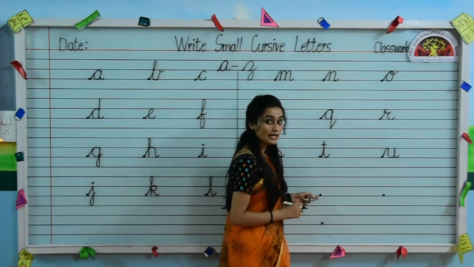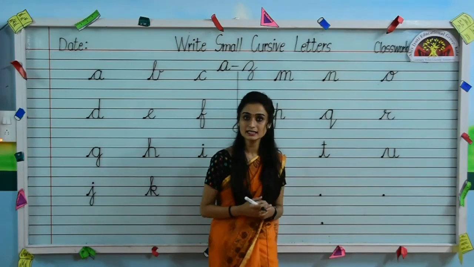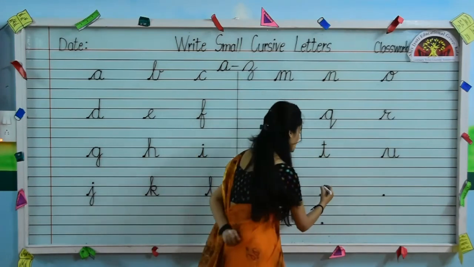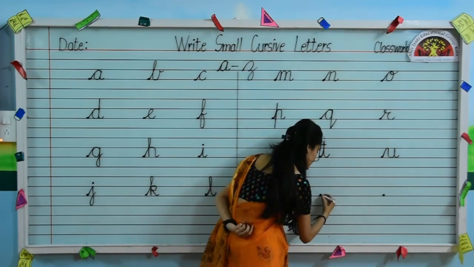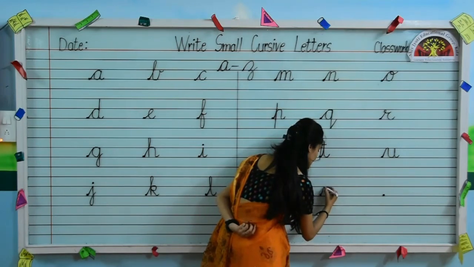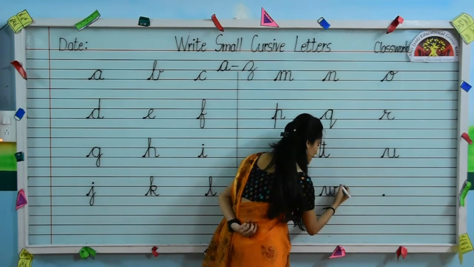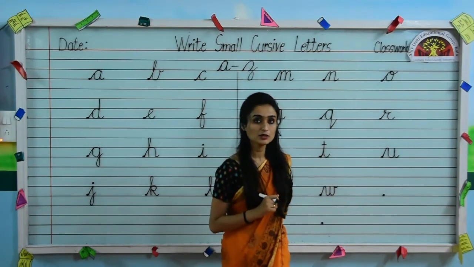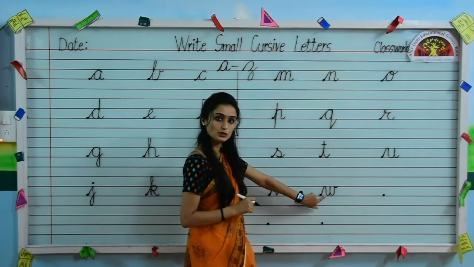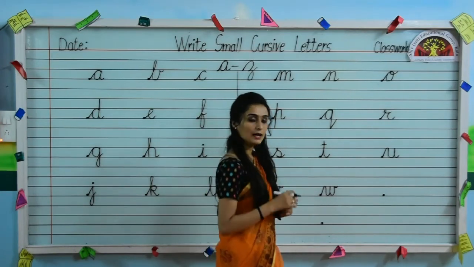Tell me which is the next letter. The next one is W. So put your pencil on the dot. Slanting line up. Make a curve. Come down. Again a curve. Go back. Again a curve. Touch the second line and out like this. This way you have to write your letter W.